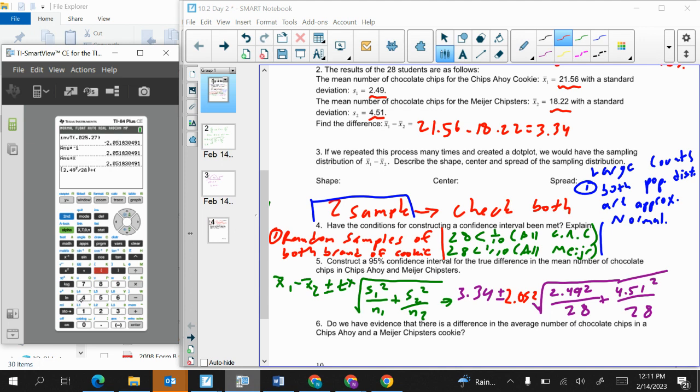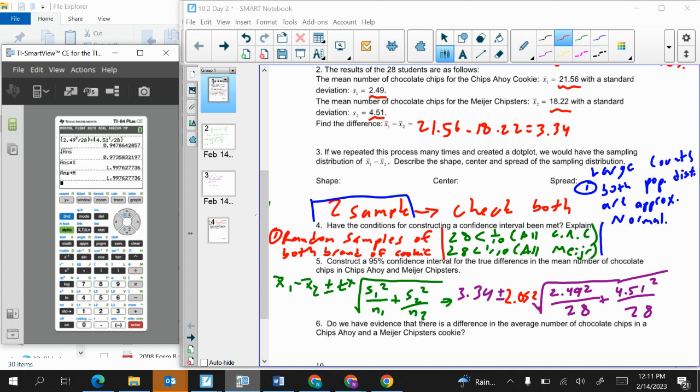Plus 4.51 squared divided by 28. So let's add them together and take the square root, times it by x. That gets me my margin of error. I'll store that as m for margin of error.